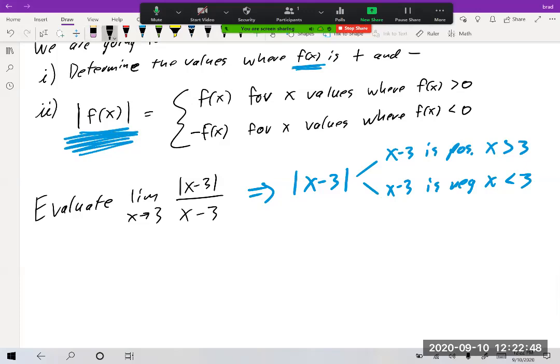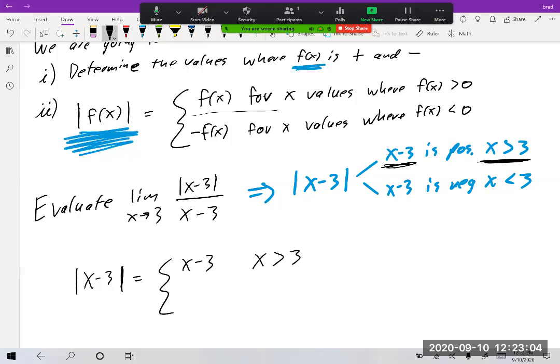So now I can say the absolute value of x minus 3 is equal to, and then I'm going to build my piecewise. I have x minus 3 for when x is greater than 3. All I'm doing is using what I showed you in the previous step. And then it says use negative x minus 3, so I'm going to put a negative sign in front, for when x is less than 3. Again, I'm just following the steps that I put forth.